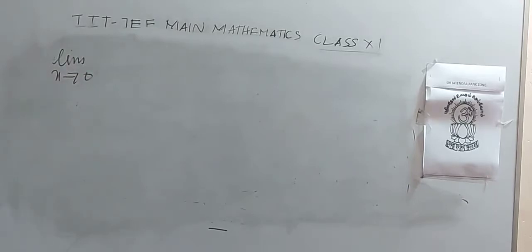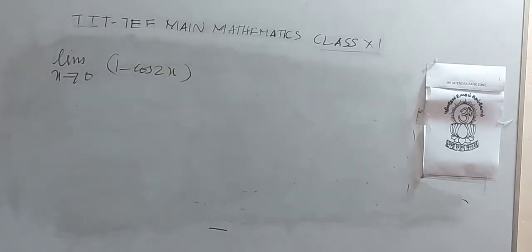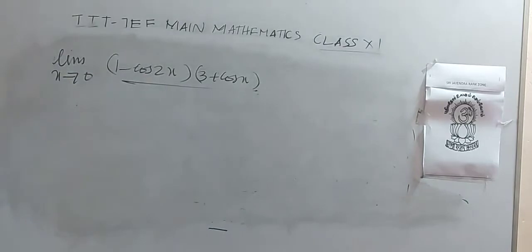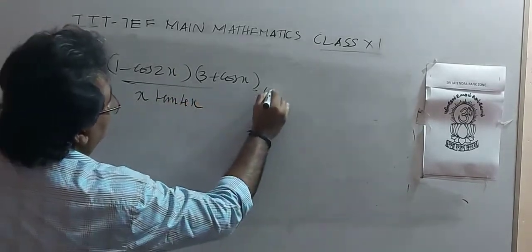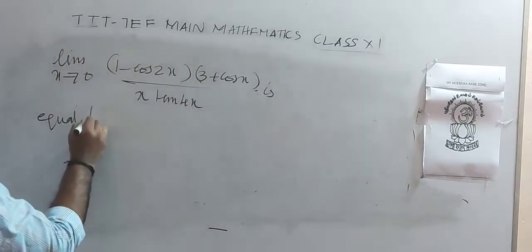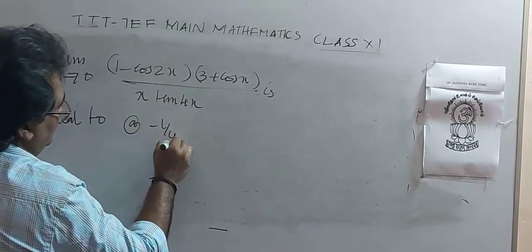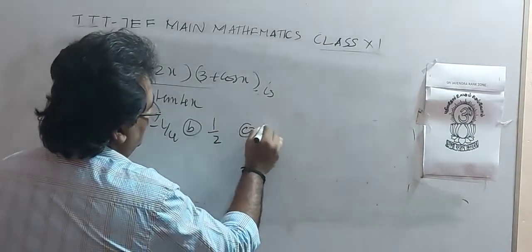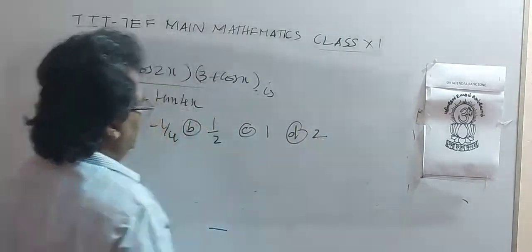Limit x tends to 0, 1 minus cos 2x into 3 plus cos x, whole divided by x tan 4x, is equal to. Options: minus 1 by 4, 1 by 2, 1, 2.